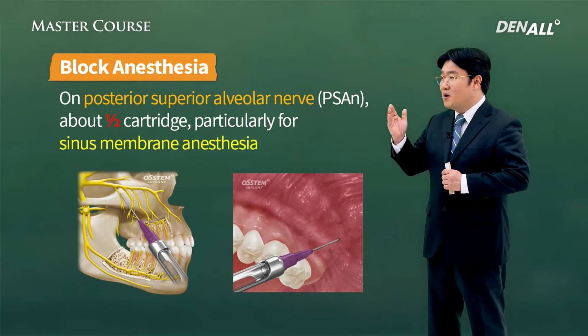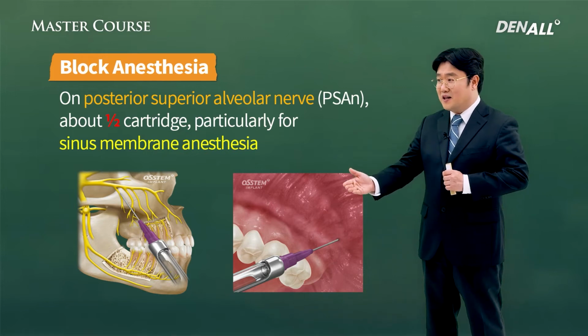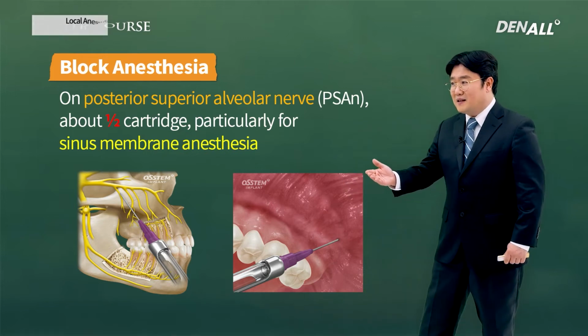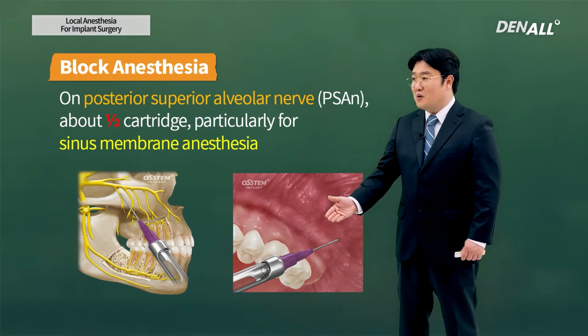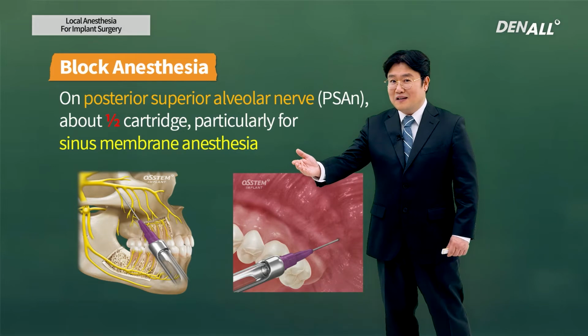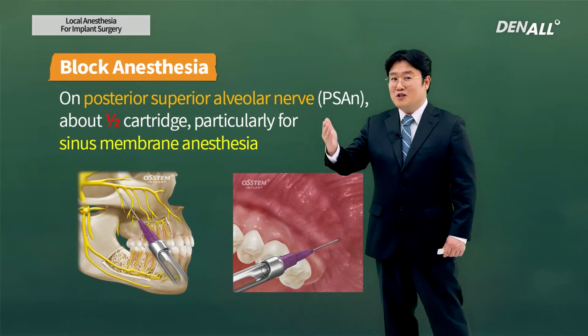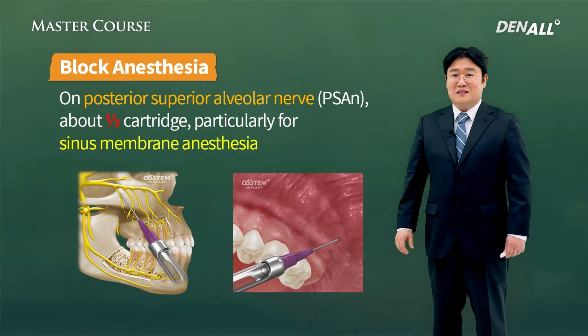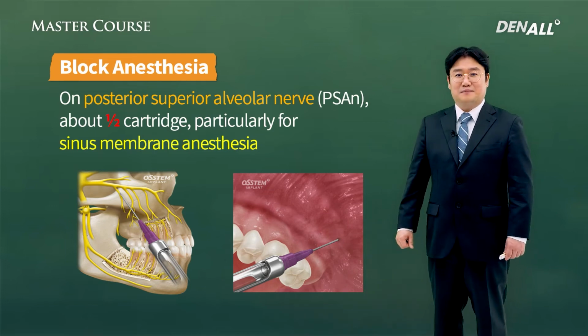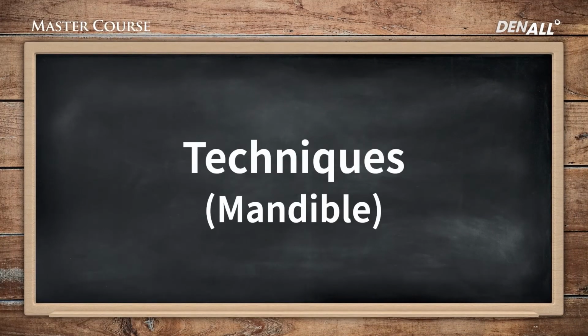So the block anesthesia, as you can see, is injected on the mucobuccal fold over the second or third molar. The posterior superior alveolar nerve block can work for the membrane as well. Please keep that in mind.